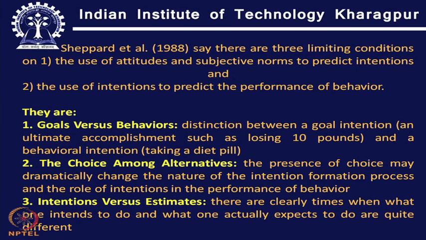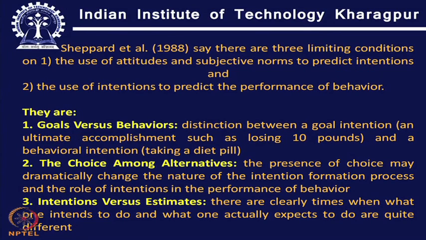Shefford in 1988 said that there are three limiting conditions on the use of attitudes and subjective norms to predict intentions, and the use of intentions to predict performance of behavior. These are, first, goals versus behavior: the distinction between a goal intention, like the ultimate accomplishment of losing 10 pounds, and a behavioral intention, like I'll take a diet pill to try to get an instant loss of weight.